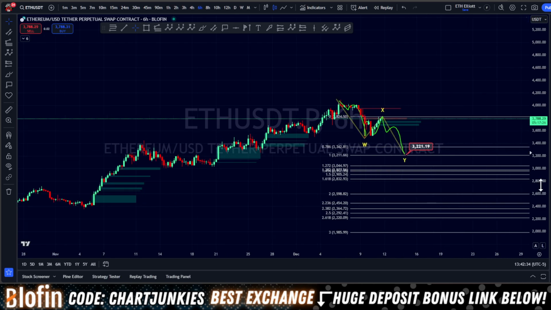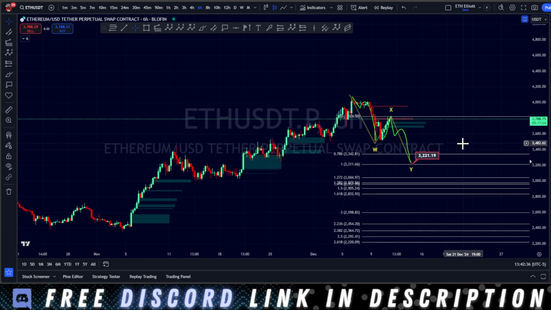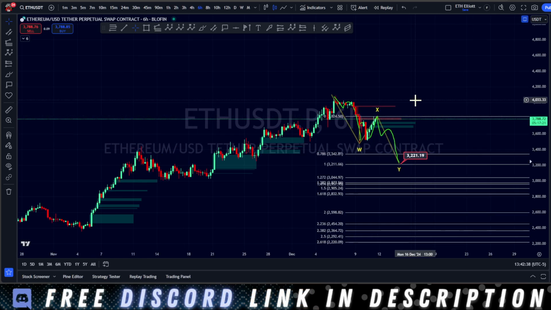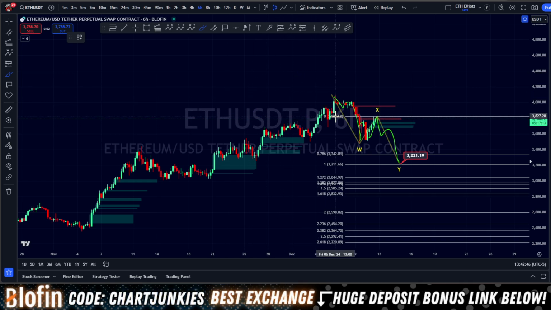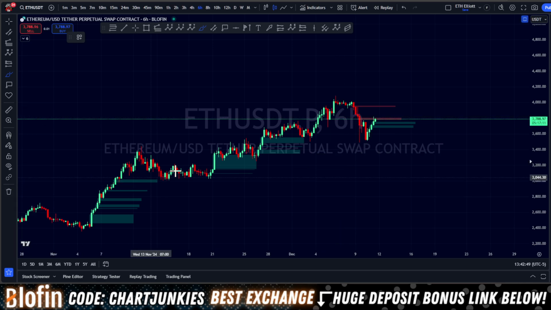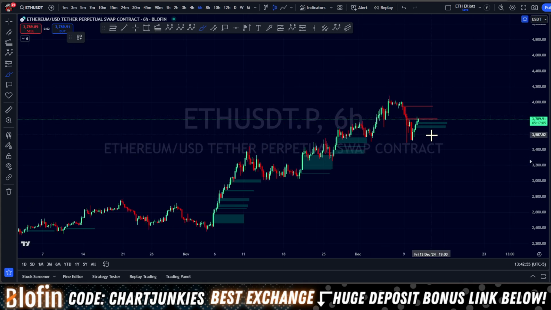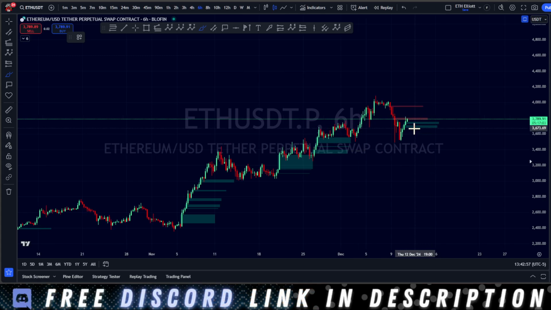Now for Ethereum, what I'm seeing here is more of a 5-wave. Here I have a WXY drawn, but I'm not a fan of that. More of either a 5-wave impulse to the downside, or an ABC to the downside, in which this is just a funky wave.